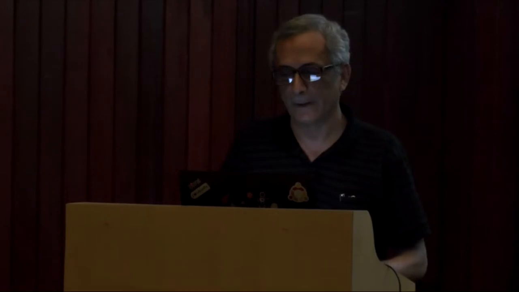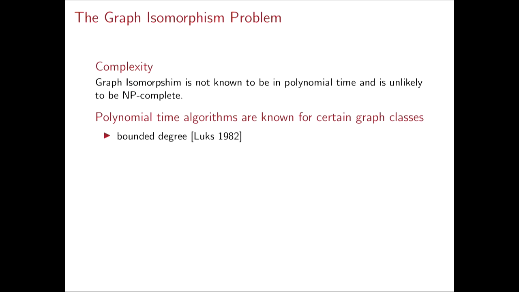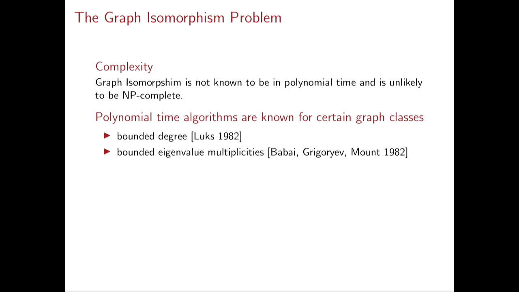There are polynomial time algorithms for many interesting graph classes. One of them is bounded degree graphs, due to Eugene Luks. The other is bounded eigenvalue multiplicity graphs, which means that you take this undirected graph and you take its adjacency matrix. It's a symmetric matrix, because you put a 1 in the ijth entry if there's an edge between i and j, and there's also an edge between j and i because the edges are undirected. So you get a symmetric matrix of zeros and ones. Its eigenvalues are all real, and you want to know if every eigenvalue occurs with multiplicity bounded by a constant. And if that is the case, then you have an algorithm with running time n to the power that bound on the eigenvalue multiplicity.